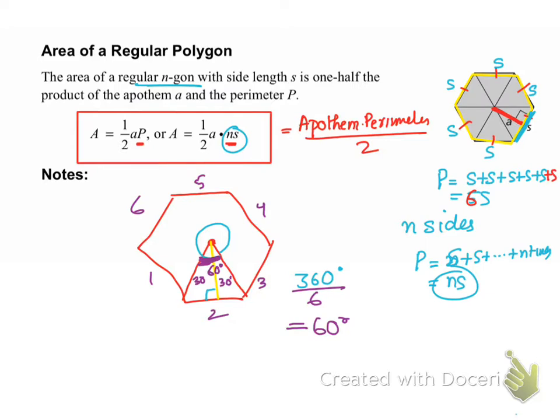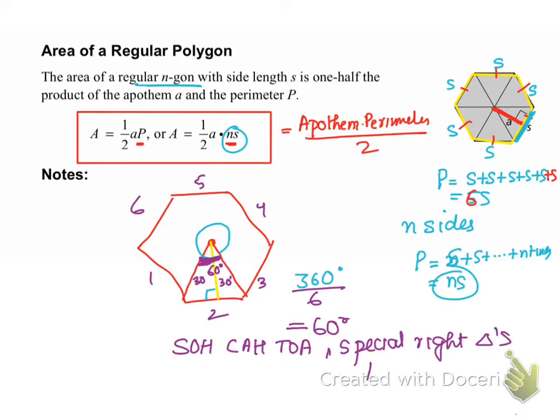So you have to review that, and at the same time you have to review your SOHCAHTOA skill, where you're going to use that to find the apothem, or sometimes you may need to use special right triangles, or sometimes you use the Pythagorean theorem.